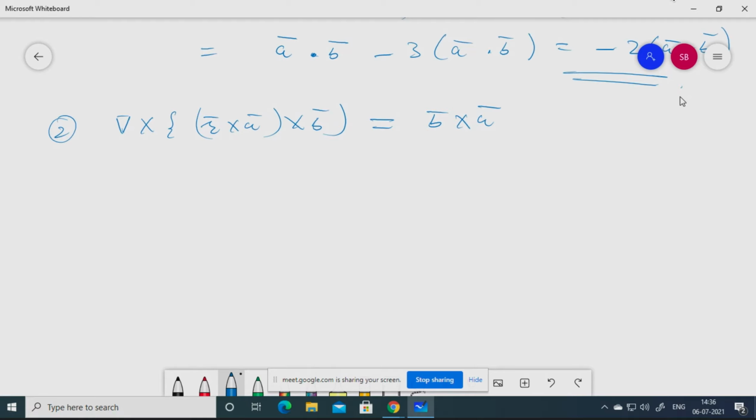So first you take the LHS part, solve this R bar cross A bar cross B bar. You write it as R bar dot B bar into A bar minus A bar dot B bar into R bar, and then apply curl on it. When you apply curl on it, it is curl of a scalar function multiplied with a vector. So I think that was the second identity. Apply the second identity, you will get the result.